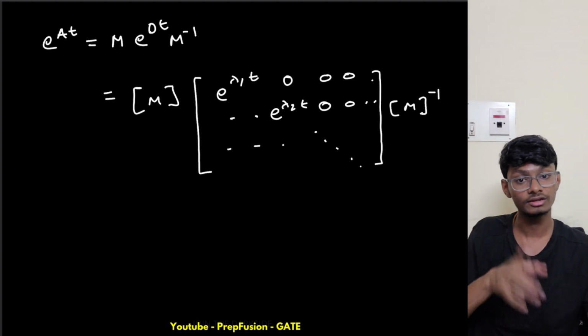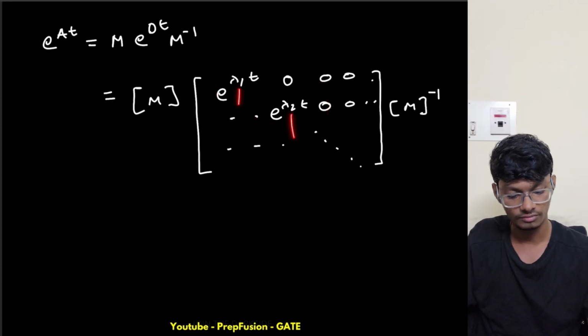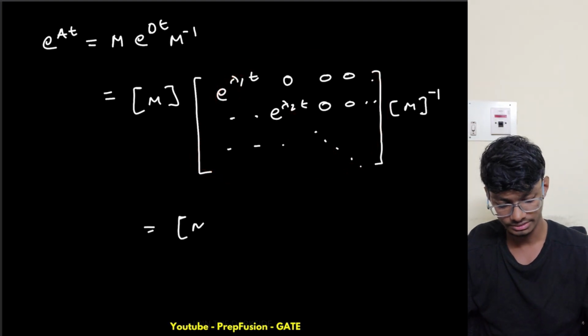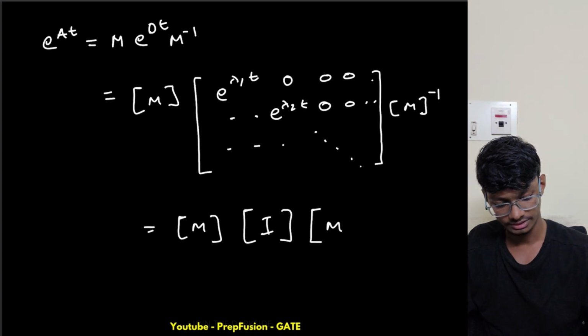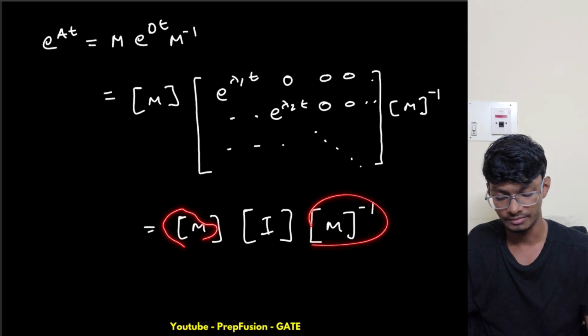Now here you put t equals 0. What do you get? You get 1, 1, 1. So this is only the identity matrix, right? So this is I only. And this is M inverse, right? So I times anything is that matrix only. Again, M inverse times M is I only.